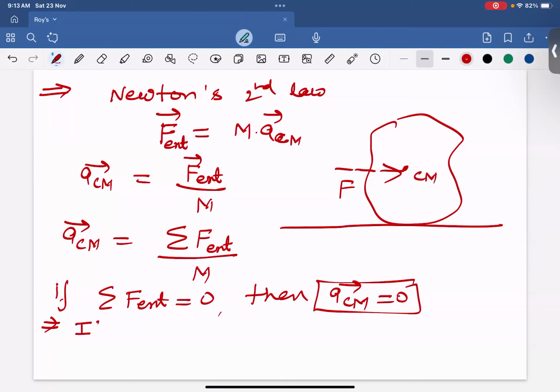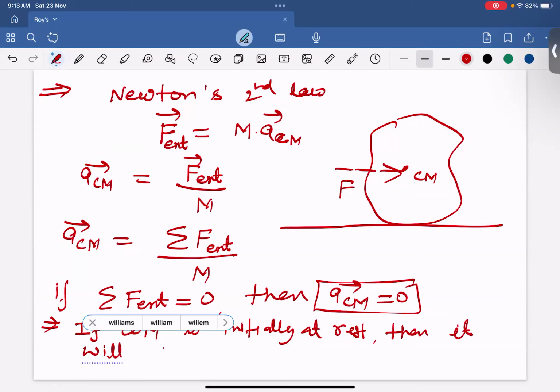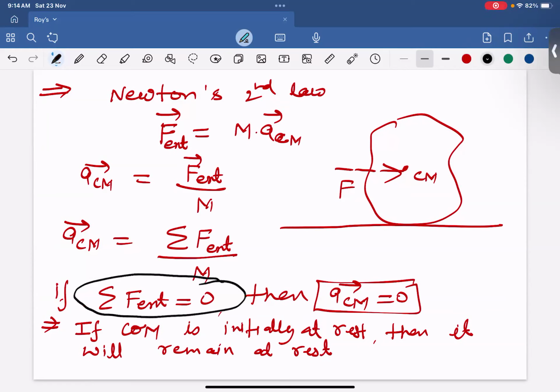It means that if the center of mass is initially at rest, then it will remain at rest only. So even if the particles might move, the center of mass will remain at rest. This condition holds when there is no external force acting on the system.